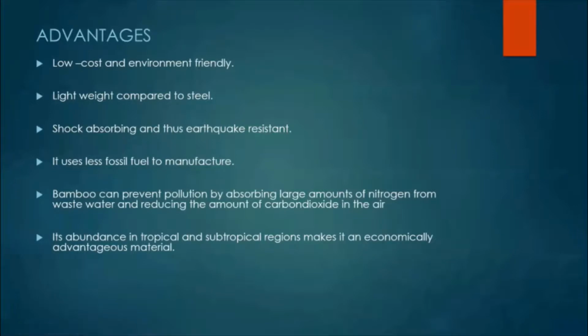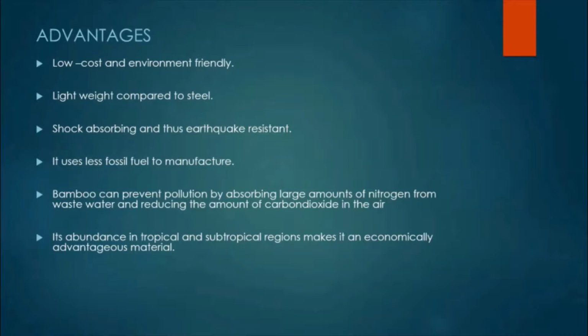Advantages: low cost and environment friendly, lightweight compared to steel. Its circular form and hollow sections make bamboo a light building material which is easy to handle, transport, and store. Therefore, building with bamboo saves time, is shock absorbing, and thus earthquake resistant.